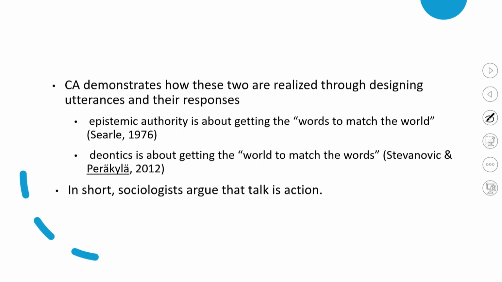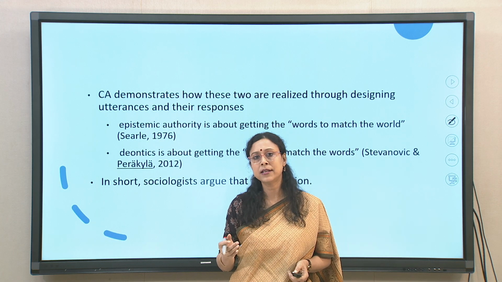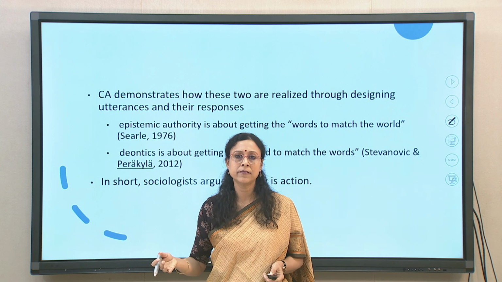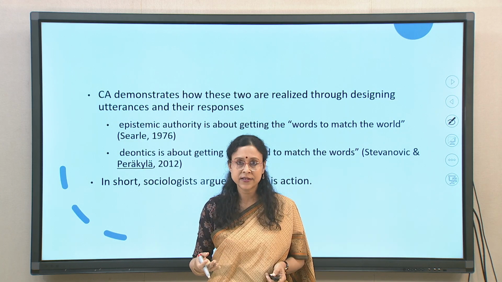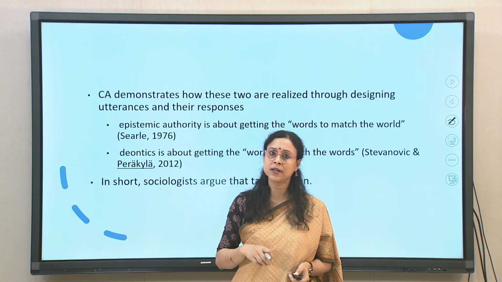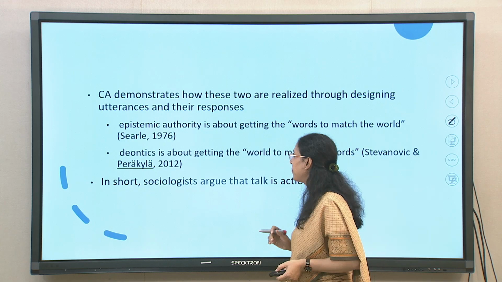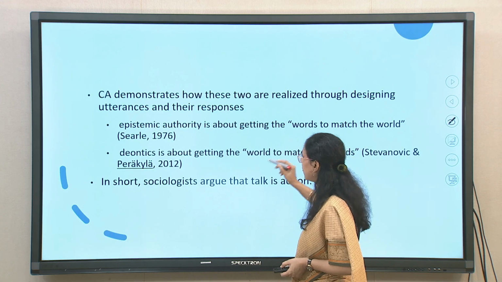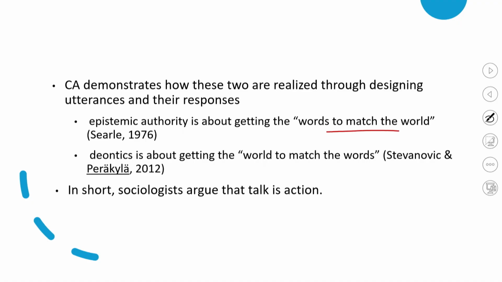So, conversation analysis exactly demonstrates this, that a person's epistemic authority is expressed through this kind of conversation structure, this kind of sentence structure, and also the response to certain kinds of utterances. So, both of these are studied. Epistemic authority is about, following Searle, words to match the world, and deontics is about getting the world to match the words. So, in short, sociologists argued long before sociolinguistics talked about this, that talk is action.